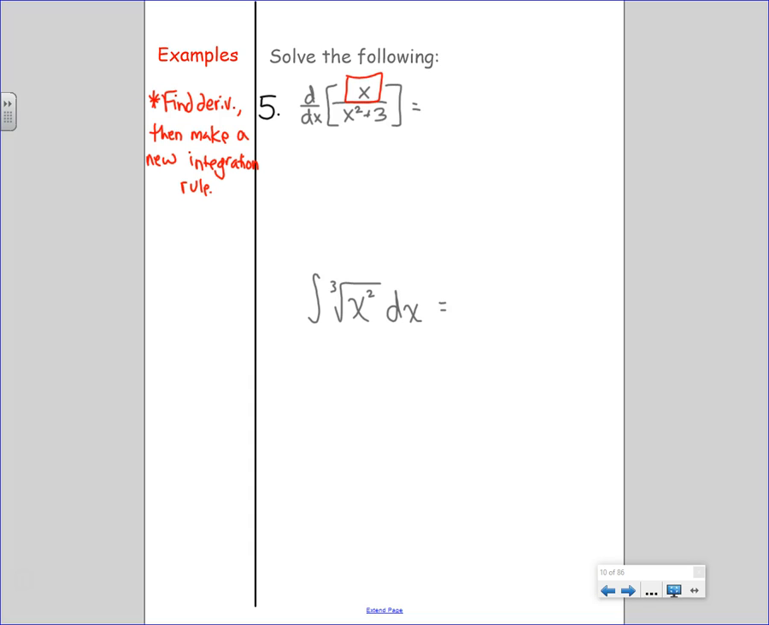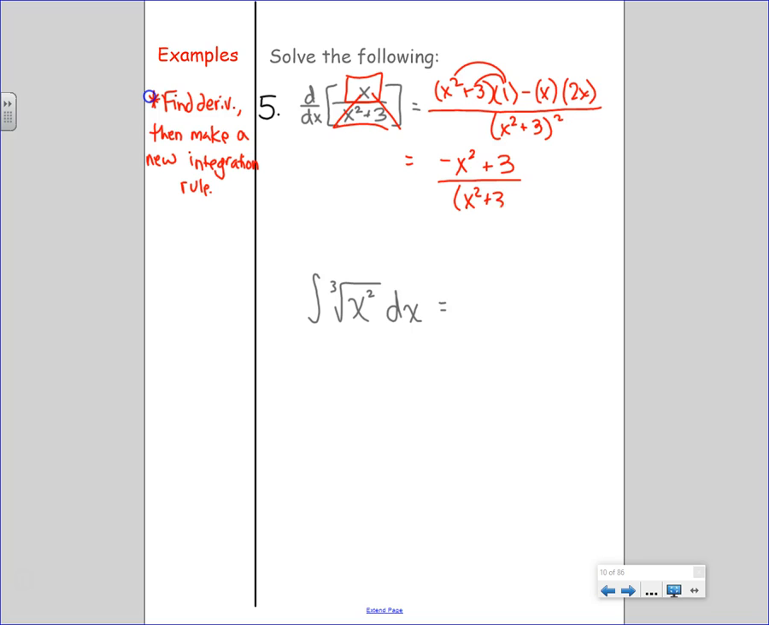Good. Can't forget our deriving skills. Quotient rule. Bottom D top minus top D bottom all over bottom squared. Equals, I'm going to go kind of quick. That'd be x squared minus 2x squared. I think that'd be negative x squared plus 3, all over x squared plus 3. That would be my dy dx.